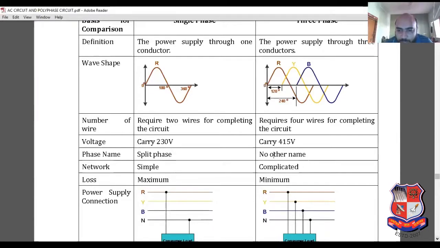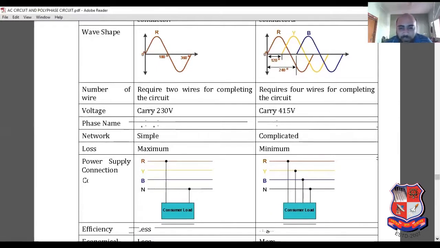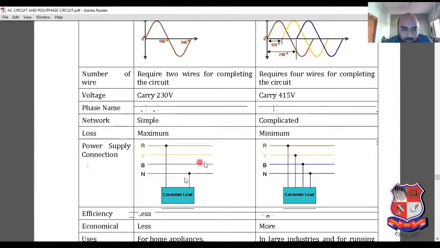Now see, the power supply connection. How to give a single phase load to the consumer? Why? Because our cycle is generation, transmission, distribution, and then consumer. Consumer means we people. Okay. So see, this R phase, Y phase, and B phase, neutral.